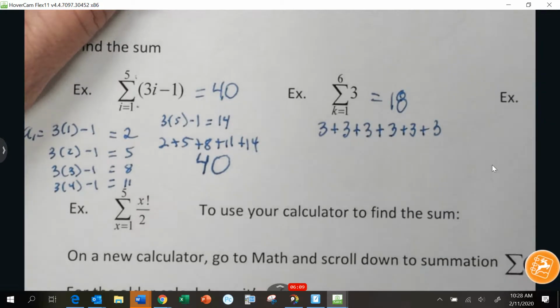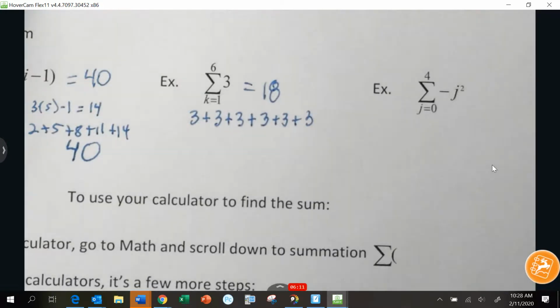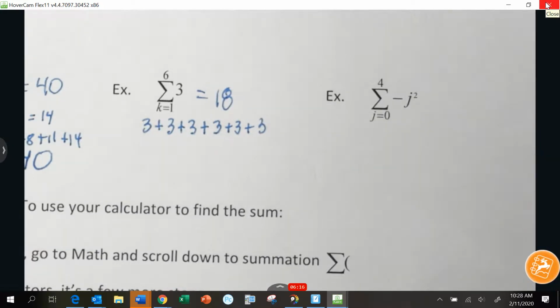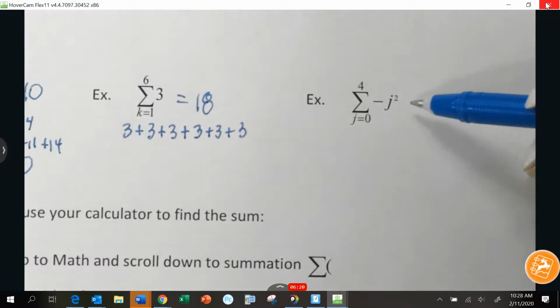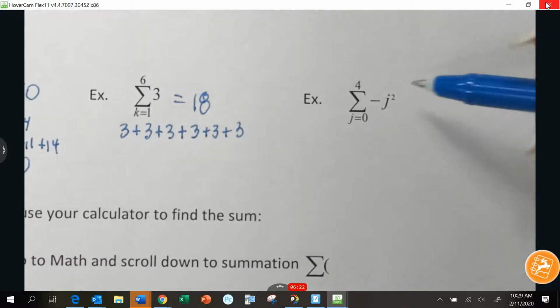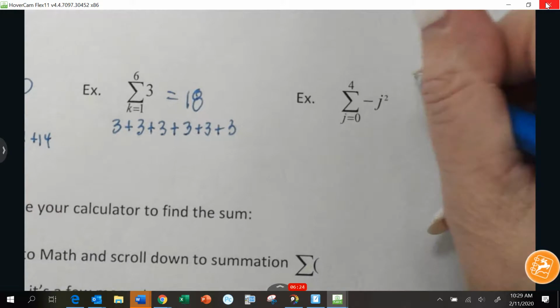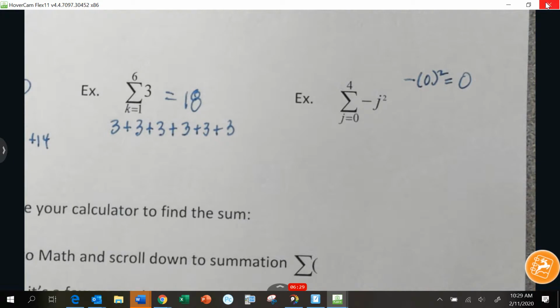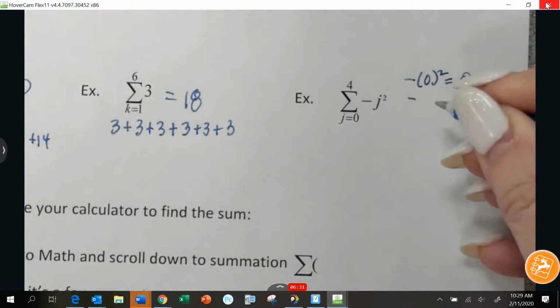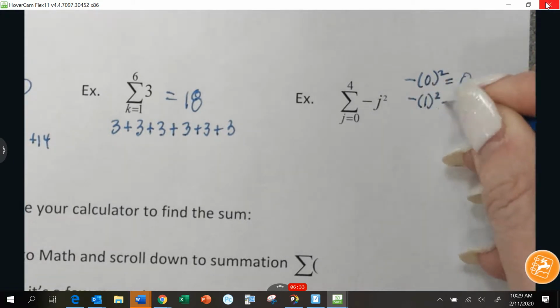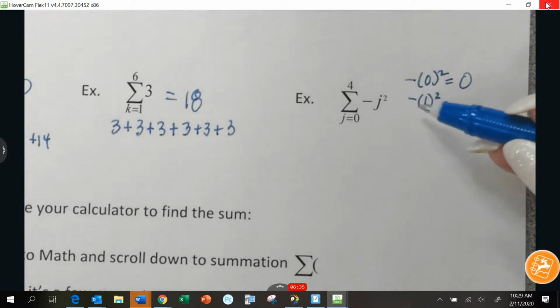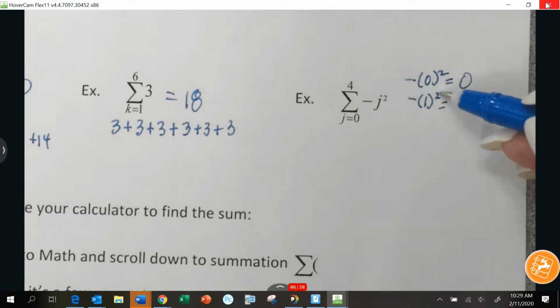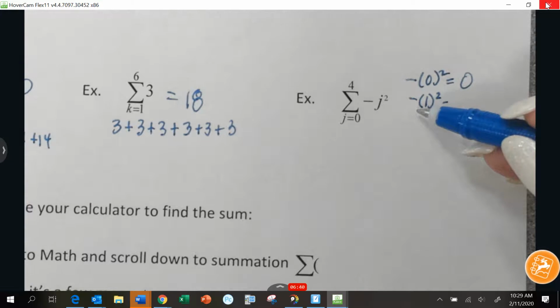I don't think we have any of those, but just to show it to you. Okay. So what am I going to plug in first for this one? I am going to plug in 0. So we'll do negative 0 squared, which is 0. Then I will plug in 1. Now when you square and you have a negative, you have to look at order of operations. You're going to square the 1 first, then make it negative 1.